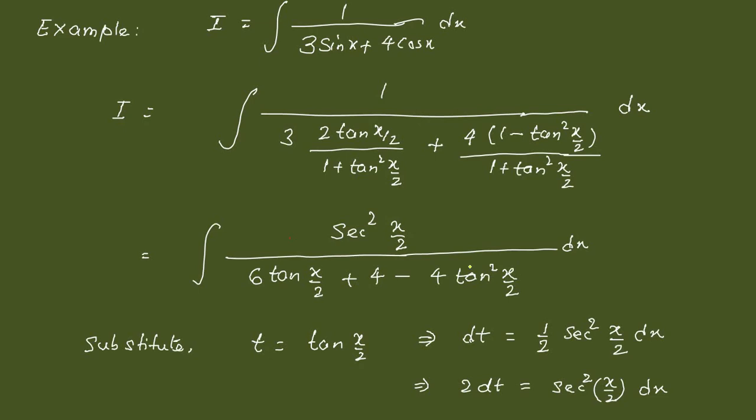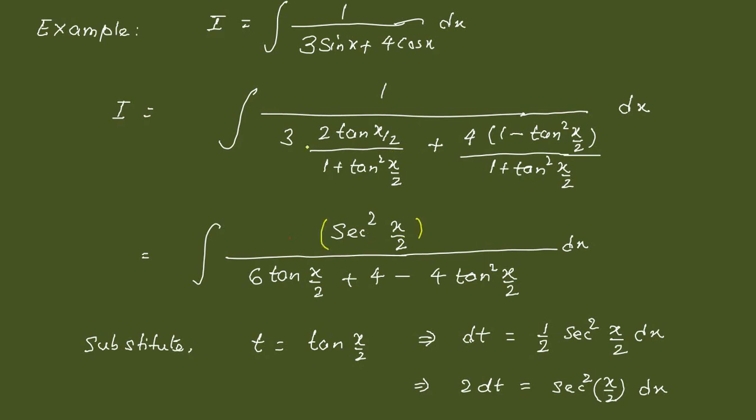Let us understand with an example. Suppose the integrand is 1 by 3 sin x plus 4 cos x. Of course sin x is replaced with 2 tan x by 2 over 1 plus tan square x by 2, and cos x with 1 minus tan square x by 2 divided by 1 plus tan square x by 2. After simple manipulation, the 1 plus tan square x by 2 is the common denominator in the whole fraction, so you can take it to the top, and 1 plus tan square x by 2 is sec square x by 2, so this can be written at the top.